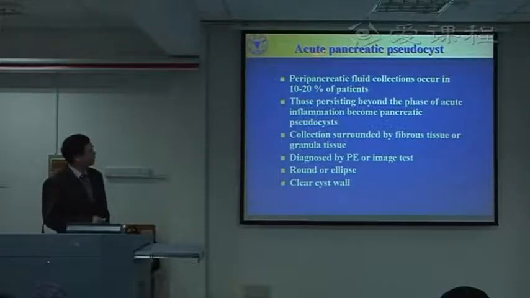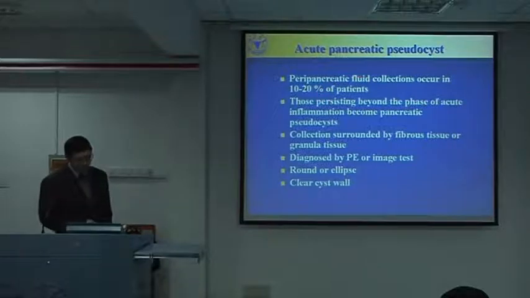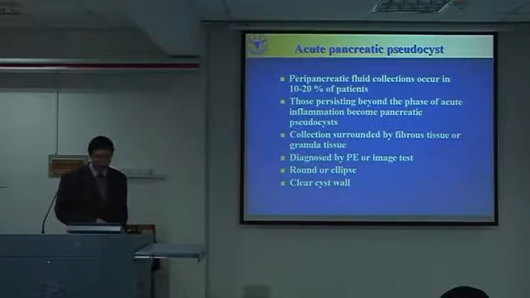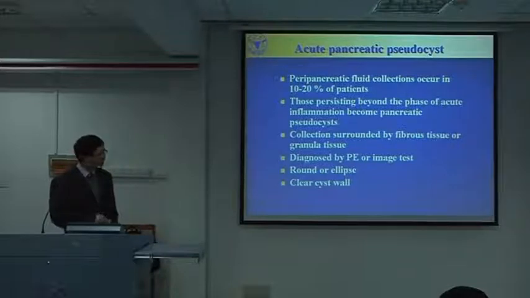We have to talk about the acute pancreatic pseudocyst. Peripancreatic fluid collections occur in 10 to 20% of the patients. These fluid collections of the necrotic tissue are surrounded by fibrous tissue or granular tissue. This collection, we call it a pseudocyst.